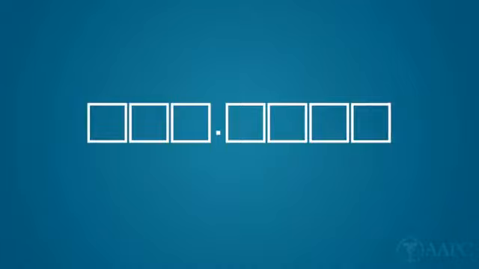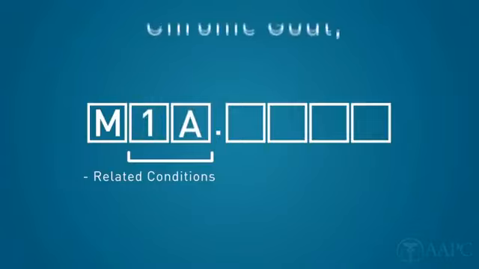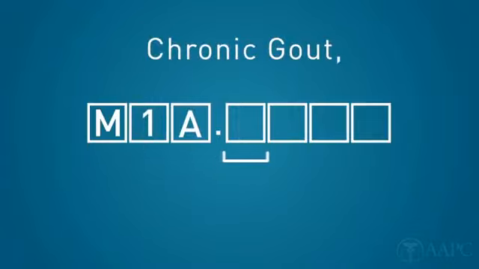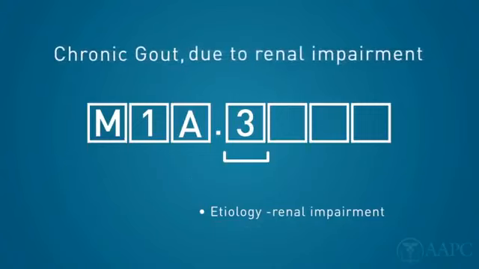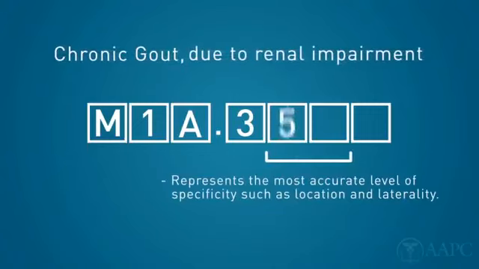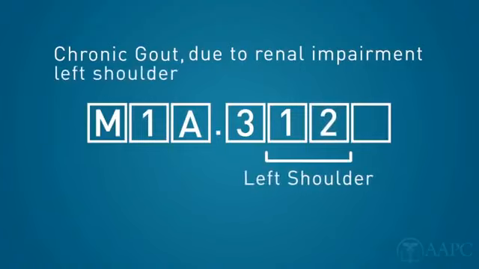The ICD-10-CM classification begins with the 3-character category, which includes related conditions. The first character of a category is always a letter. The second and third characters may be either numbers or letters, which complete the code category or rubric. The fourth character further defines the site, etiology, and manifestation or stage of the disease or condition. A fifth or sixth character represents the most accurate level of specificity, such as location and laterality. This identifies more specificity regarding the patient's condition or diagnosis.